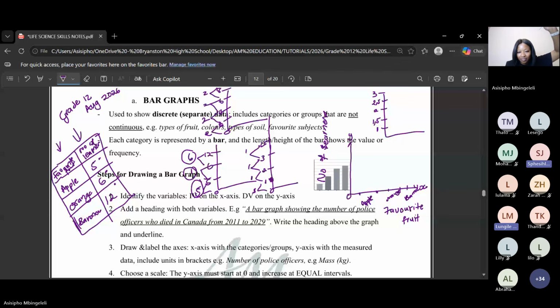Ma'am, I think if it was correct, it was supposed to start from 0.5, then 1, 1.5, then 2, 2.5, then 3. It's going to be a difference of 0.5 per interval. But now from 1 to 1.5, the distance is not the same as from 0 to 1. I'm not quite sure, ma'am. My scale is incorrect.